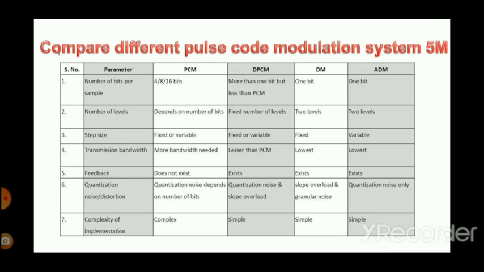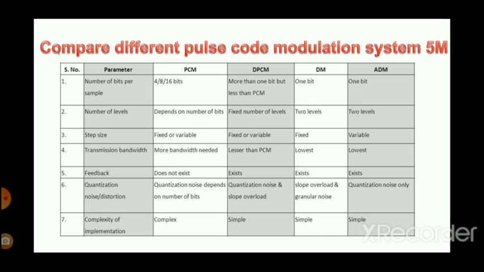Compare different pulse code modulation systems. This is for 5 marks. The table shows the parameters for PCM, DPCM, delta modulation and ADM. Now we'll see the differences one by one. Number of bits per sample: in PCM 4, 8 or 16 bits. In DPCM, more than 1 bit but less than PCM. DM 1 bit, ADM 1 bit.